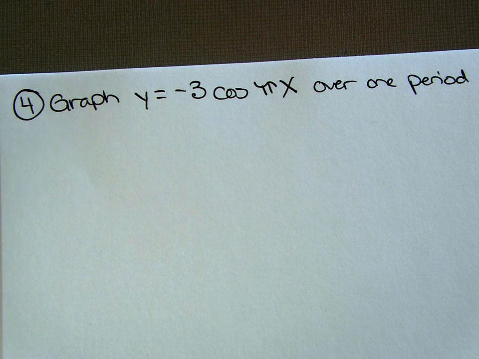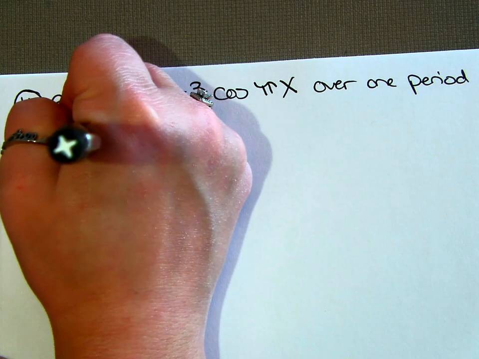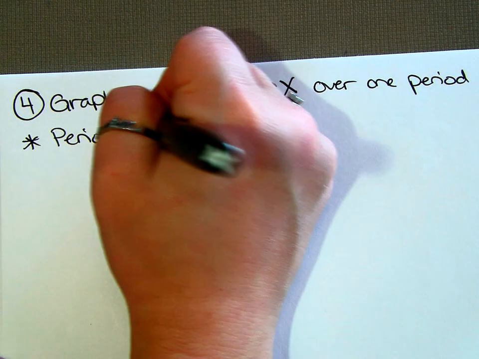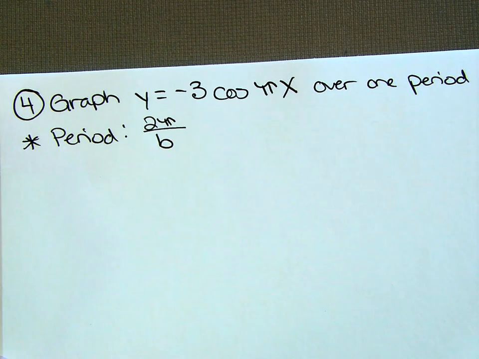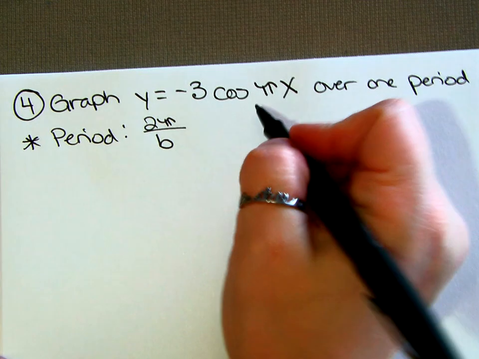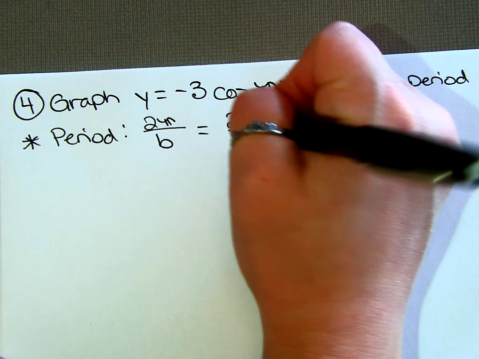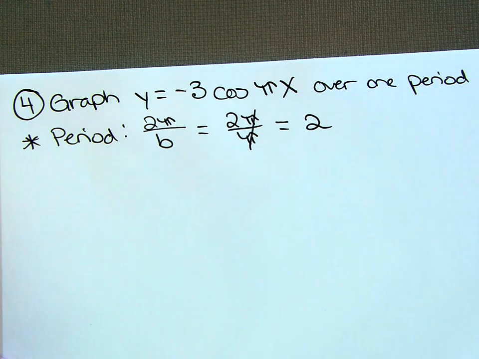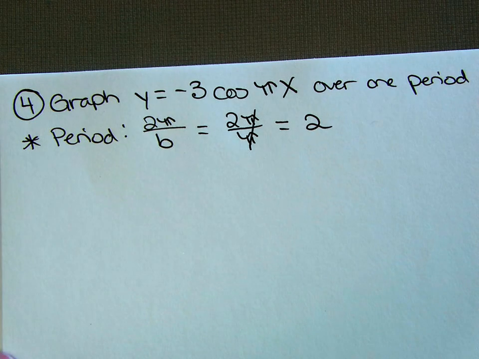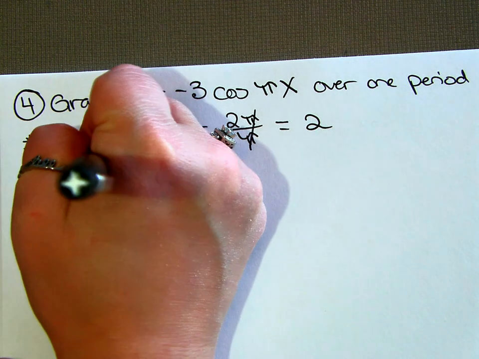So the first thing we want to find is the period of our function. That's 2 pi over b. Well, the b in this case is the pi, so we're going to have 2 pi over pi, which means our period is just going to be 2. The amplitude is the absolute value of a. The a in this case is -3.